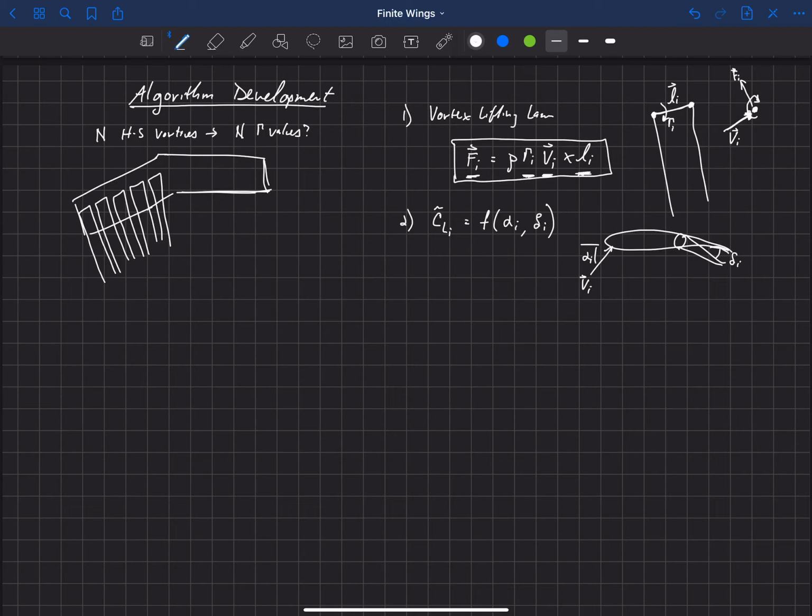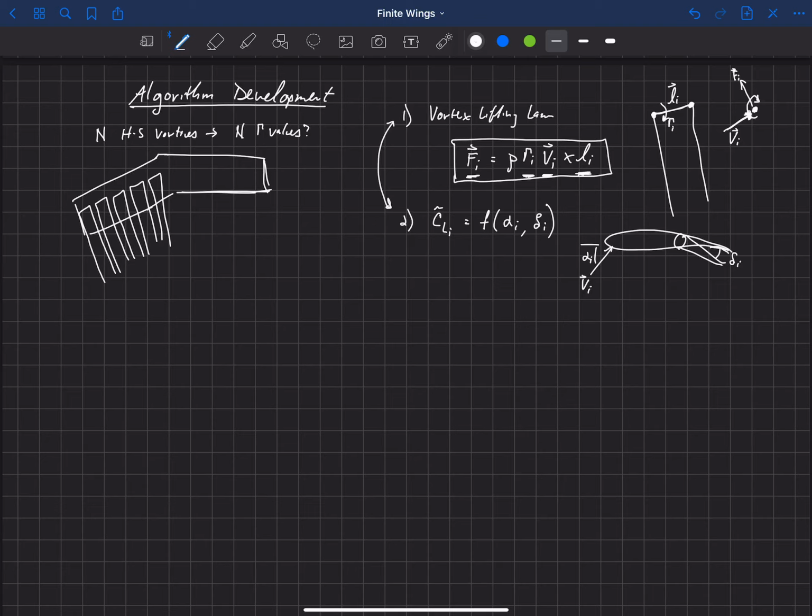And so these are two bits of information that we have, and actually all we're going to do to solve this problem is we're going to equate these two. We're going to say that those two have to be equal. And actually, this is the exact same approach that Prandtl took in developing the original, or the classical, lifting line theory. So we're going to follow that same idea here. So let's just write that out.